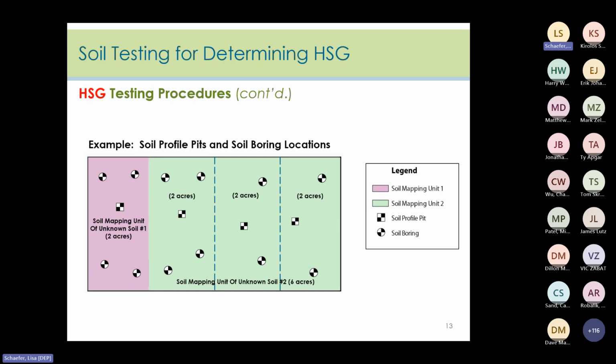For the 6-acre area on the right that's shown in green, we see 3 pits and 8 borings. That's 1 soil profile pit and 4 borings for the first 2 acres on the left, and then 1 soil profile pit and 2 borings for each additional 2 acres, the middle part of the green and the right-hand part of the green. Doing this also meets the placement requirement.